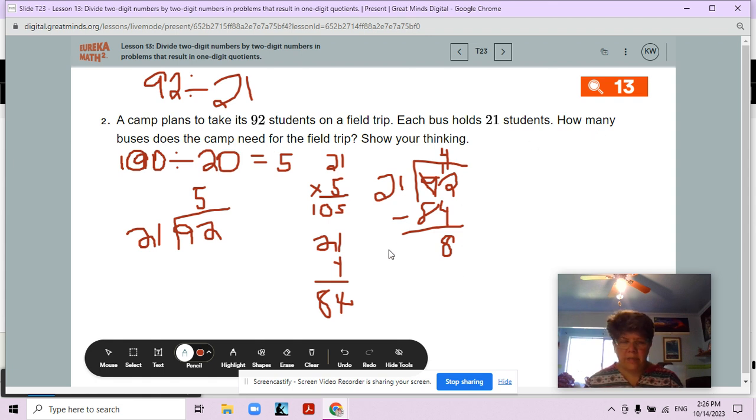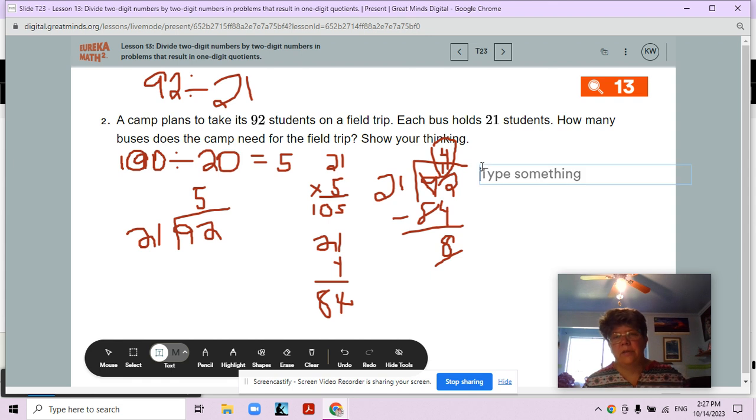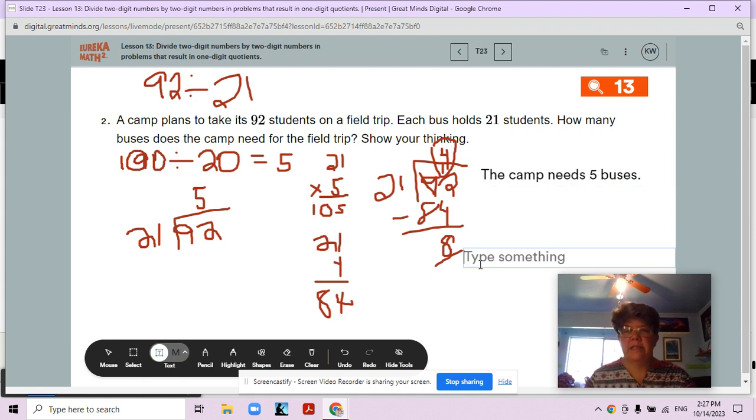So how many buses does the camp need to take? Four buses might be a good answer, but this is kind of a trick question because what about these 8 kids? We're not going to leave those 8 kids behind, are we? So we need to have the camp, capital camp needs 5 buses, right? Even if there's just 8 kids in the last bus, we still need to take them along. Yes, that makes sense. Okay, good job. Make sure you have this written down. If not, pause and write it down.